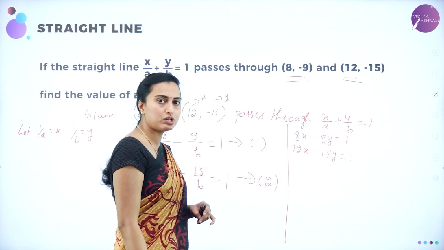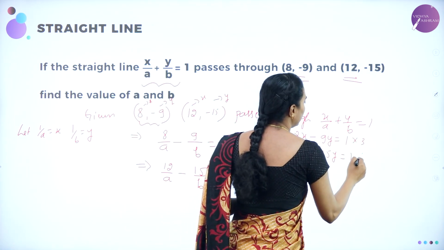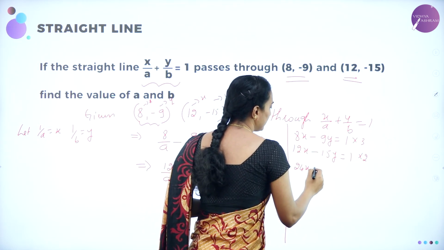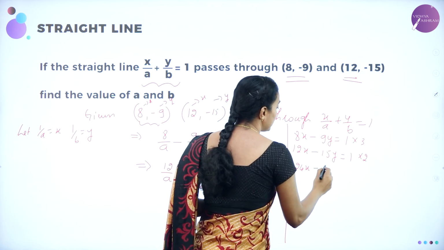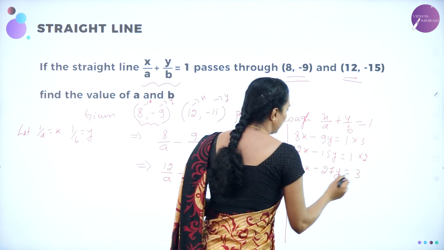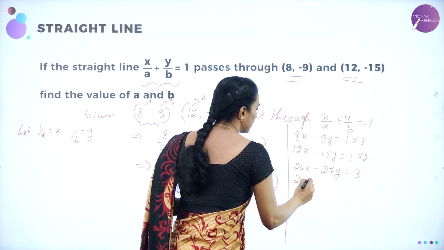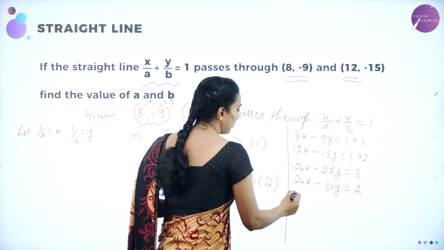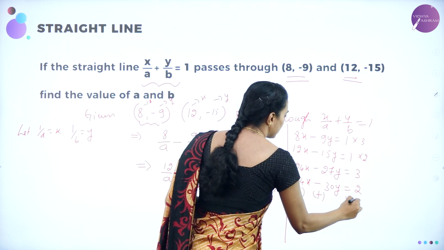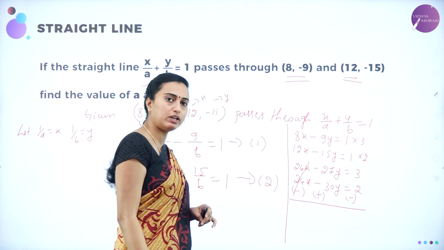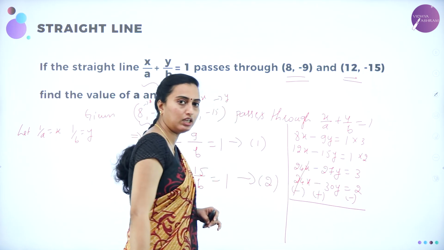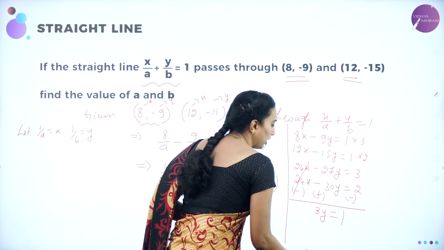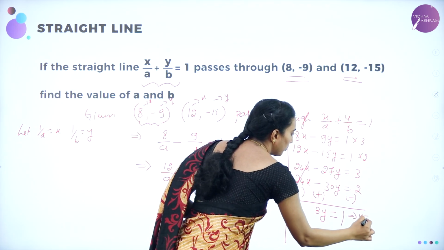Now you can solve these equations by multiplying the first equation by 3 and the second by 2. What happens? 8 3s are 24x minus 9 3s are 27y is equal to 3. Again 12 2s are 24x minus 15 2s are 30y is equal to 2. Now subtracting these equations, 24x gets cancelled. Minus 27 plus 30 is plus 3, so 3y is equal to 3 minus 2, which is 1. So y is equal to 1 by 3.